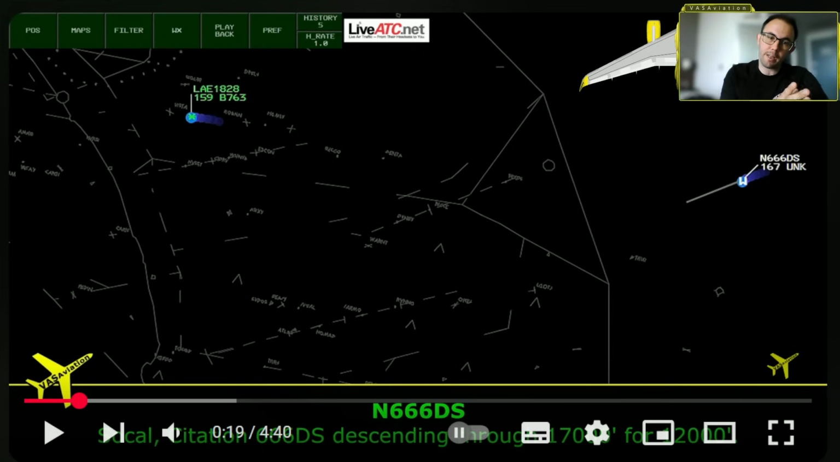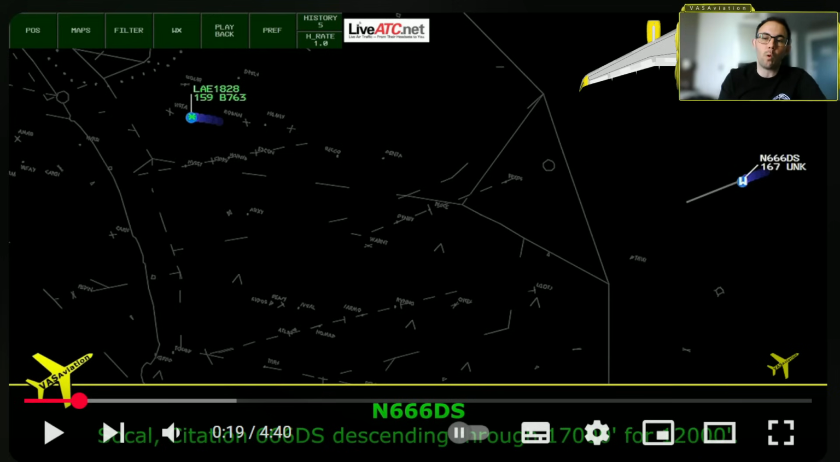The plane on the left is LAN Ecuador 1828, probably coming into Los Angeles, and then we have our airplane November 666 Delta Sierra. The pilot just checked in saying he was through 17,000. Now this part of the video is not in synchronization, so we have the airplane a little below that altitude because I started recording the radar scope a little later than 17,000.